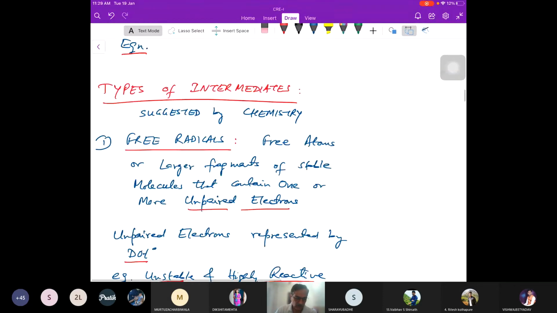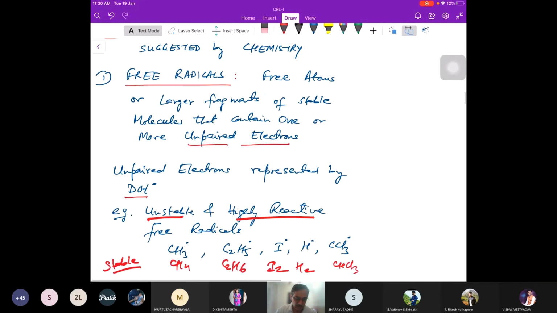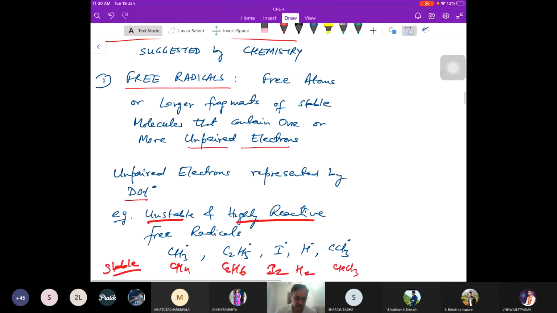So that is one. So types of intermediates, we are looking at कितने types of intermediates होते हैं. We can propose different intermediates for different reactions depending on what is the rate equation which you want to derive. ठीक है? Any questions on free radicals?